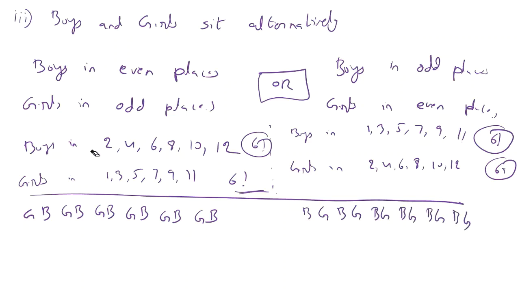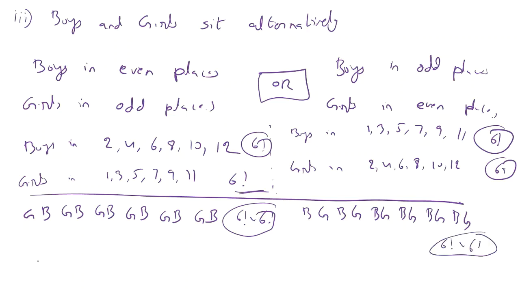The first format is we can arrange boys in even places and girls in odd places. Or else the second format is boys in odd places and girls in even places. So the first format can be performed in 6 factorial times 6 factorial ways. Now the second work can be done in 6 factorial times 6 factorial ways.